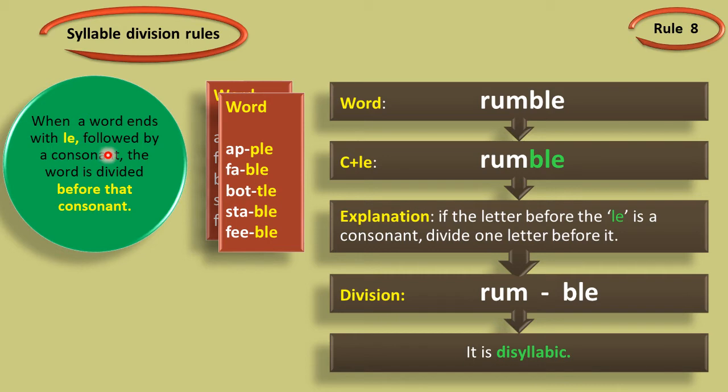Earlier we learned some other rules, like VCV and more. But this rule is entirely different to those rules. What is the rule? When a word ends with LE followed by a consonant, the word is divided before that consonant. So before this consonant, we divided, right?